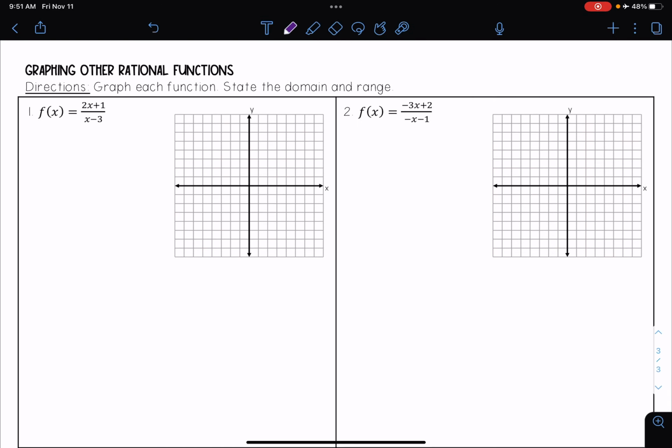So let's go ahead and look at some examples of finding these graphs. So we're going to graph each function, and then we're going to state the domain and range. So my first step, as always, is going to be to figure out what my asymptotes are.